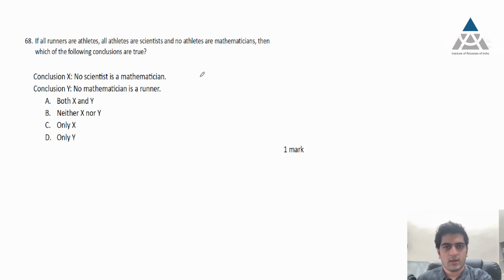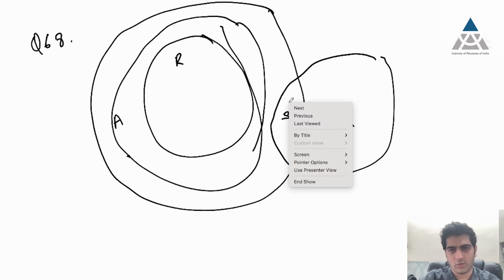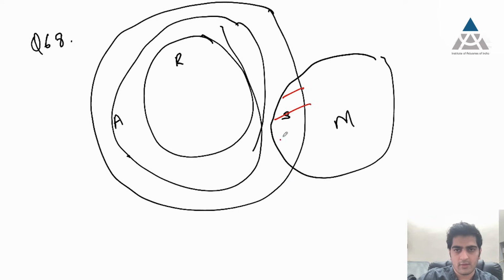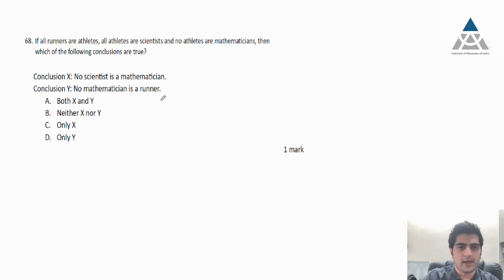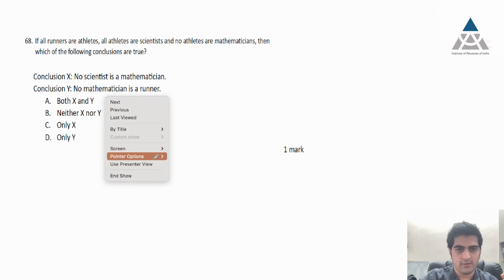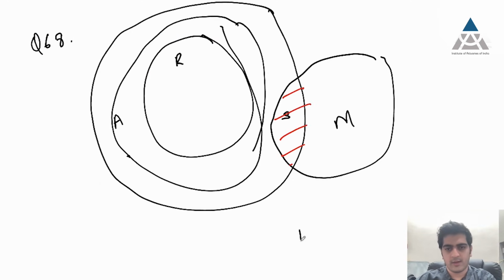Okay. So now let's see which of the following conditions are true. First, no scientist is a mathematician. That's not true, because as you can see here, a scientist could be a mathematician. If the scientist is not an athlete, they could definitely be a mathematician. No mathematician is a runner. That is true because mathematicians cannot be athletes, since no athletes are mathematicians, which means mathematicians can definitely not be runners because all runners were athletes. So conclusion Y is true, X is not true. So only Y is the correct answer. That is, answer is option D.